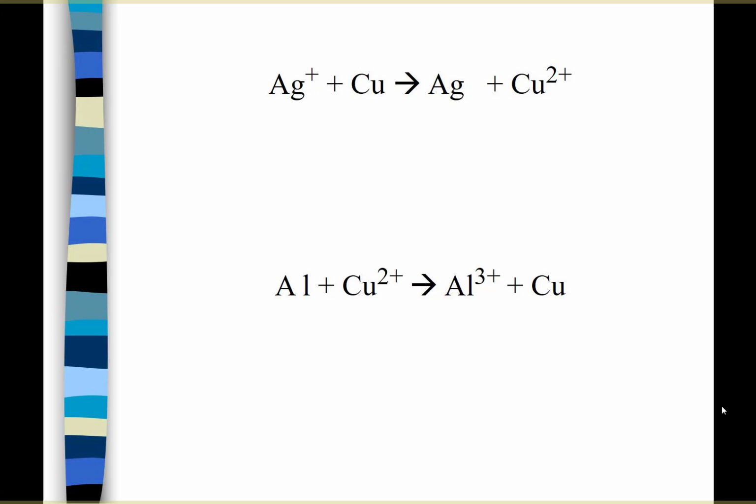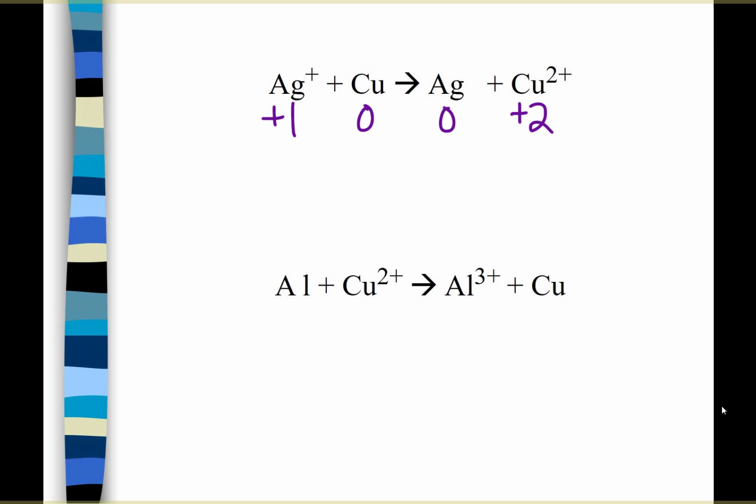So first of all, assign oxidation numbers. So this one's a +1. This is an element, so it's a 0. This is an element, so it's a 0. And this is a +2. So this is a net ionic equation. So all the spectator ions are taken out. So that's why I have charges on either side.